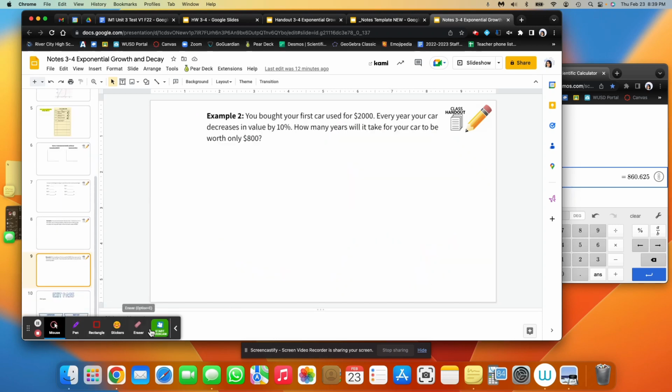All right, let's take a look at another example. So it says you bought your first car used for $2,000. Each year, your car decreases in value by 10%. How many years will it take your car to be worth only $800?